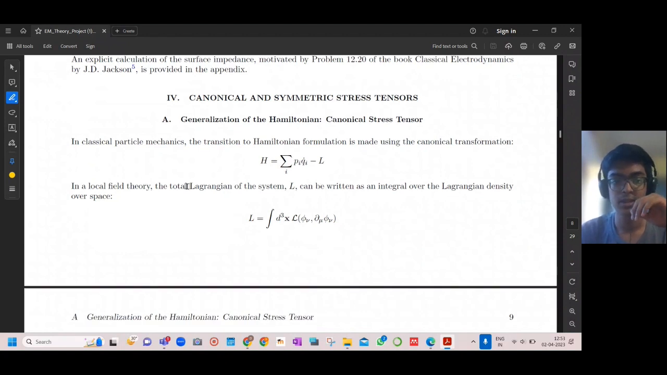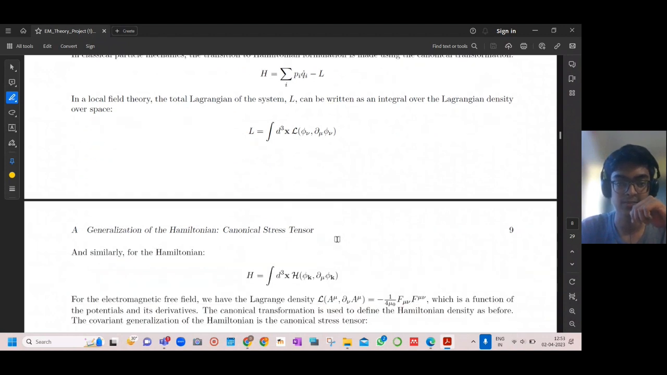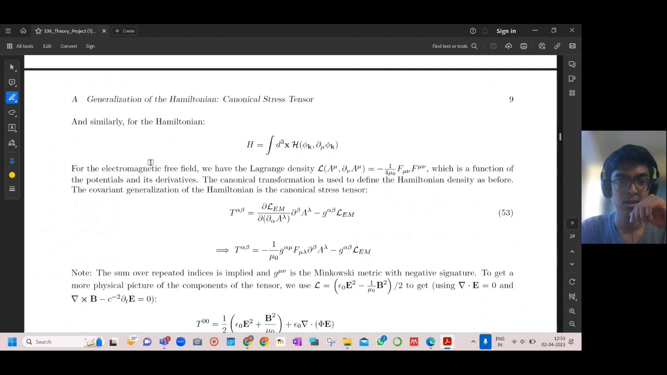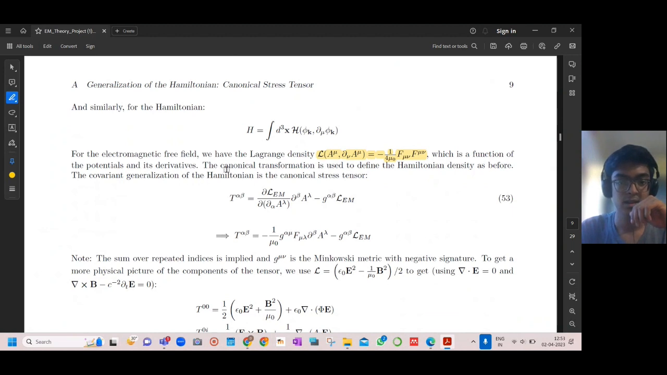In case of a local field theory, the total Lagrangian of the system is the integral over all space of a Lagrange density, which is given as above. So it's a function of potentials and its derivatives in case of electromagnetism. Similarly, we can define the Hamiltonian density as follows. And the Lagrange density for electromagnetism is this, which was introduced earlier. The canonical transformation used to define the Hamiltonian density looks as follows.